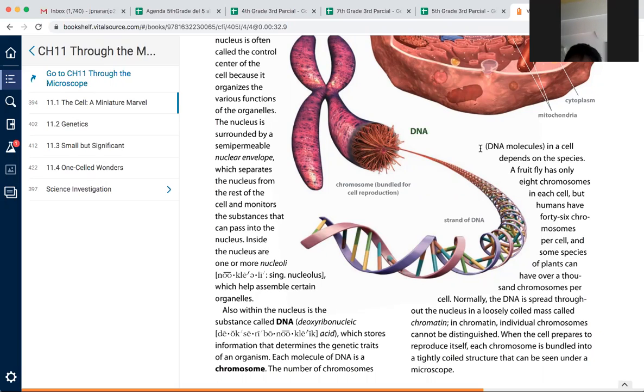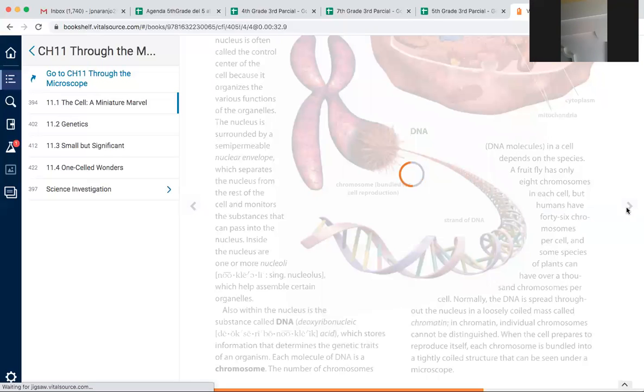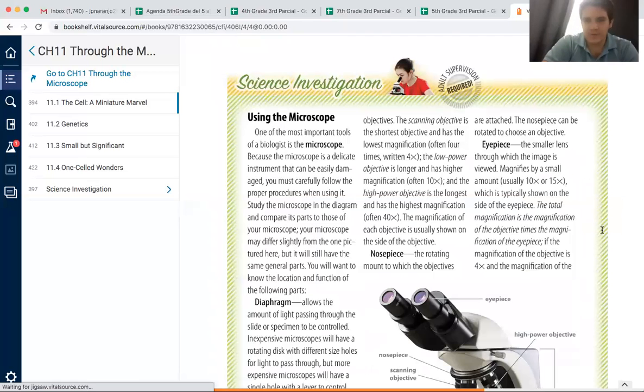Normally, the DNA is spread throughout the nucleus in a loosely coiled mass called chromatin. In chromatin, individual chromosomes cannot be distinguished. When the cell prepares to reproduce itself, each chromosome bundles into a tightly coiled structure that can be seen under a microscope. Very good. All right, so this is a chromosome. This is the X chromosome, and you get these from your parents. And in there is DNA. That's why you get DNA from your parents, and you look like your parents.